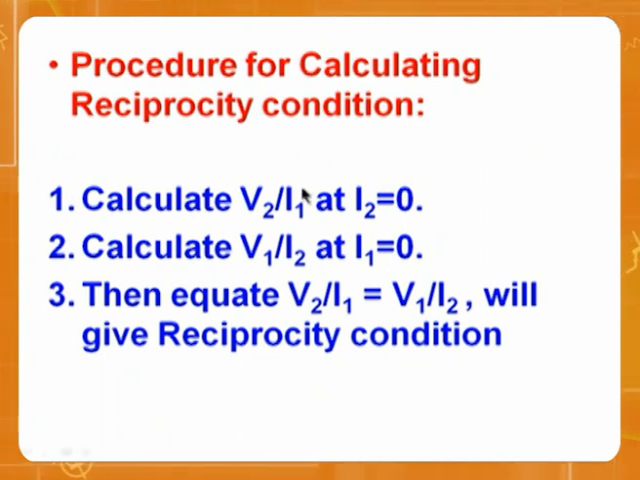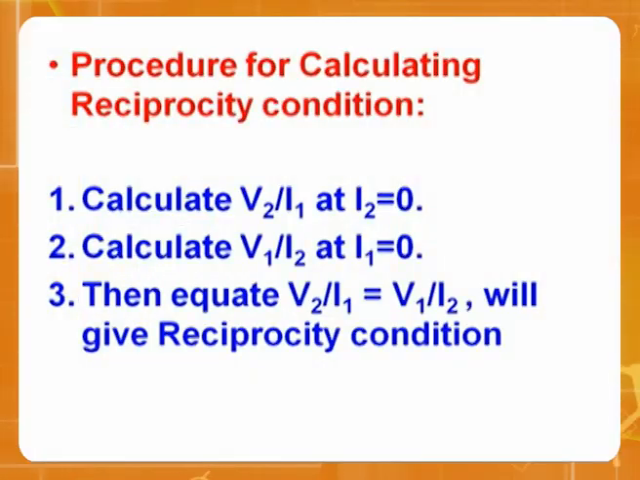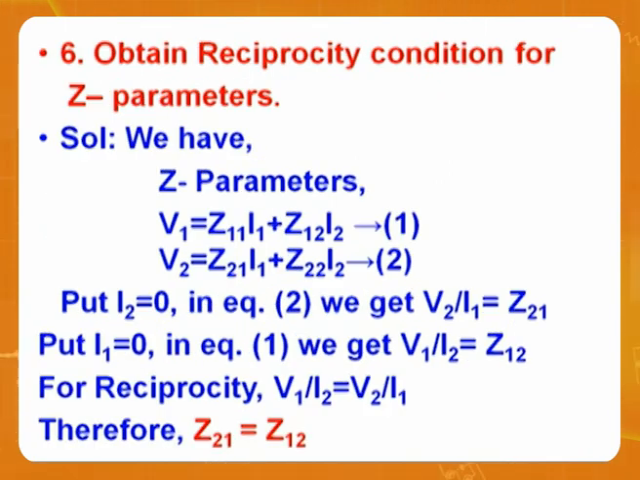That's what I mean, and now how to check it? I gave a procedure: V2 by I1 with I2 = 0, and V1 by I2 with I1 = 0. In fact, it is just like Z21 and Z12. Equate these two and get the condition. In symmetric, Z11 equals Z22; here it is Z12 equals Z21. These are the procedures we have. This is what I mean by the reciprocity condition. Why don't we check it in some parameters?